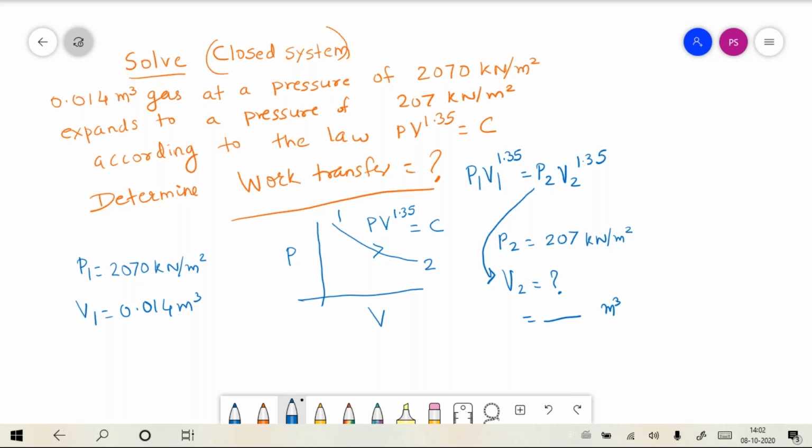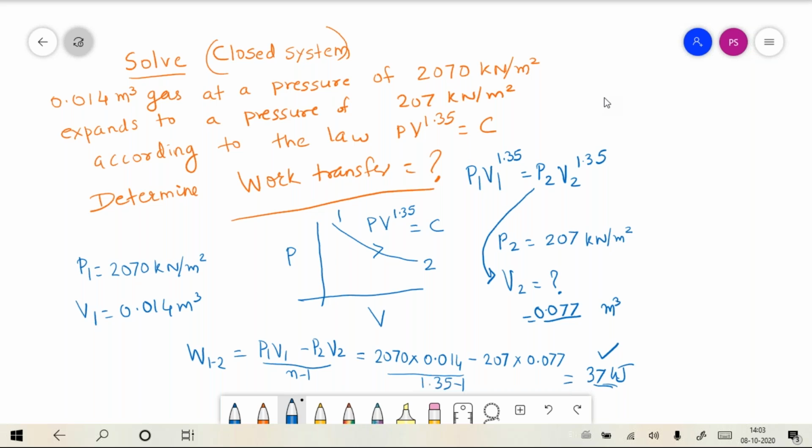In the next lecture, I would do some derivations which are called as the property relations, and then we would move on to the next topic.